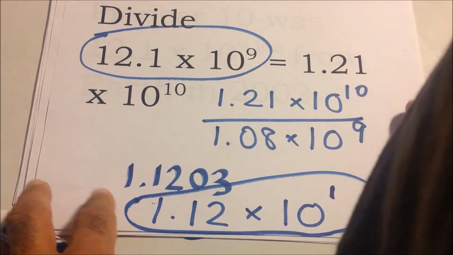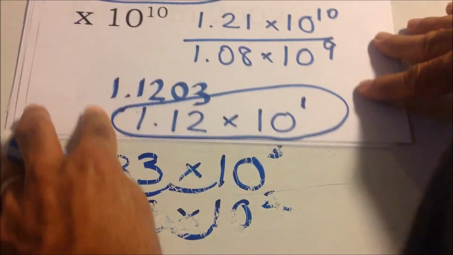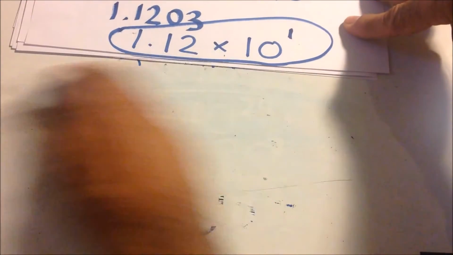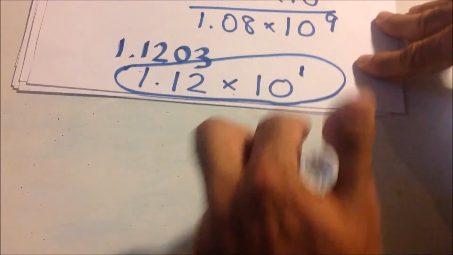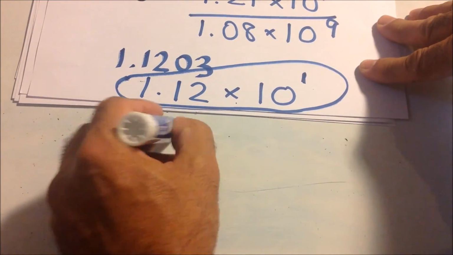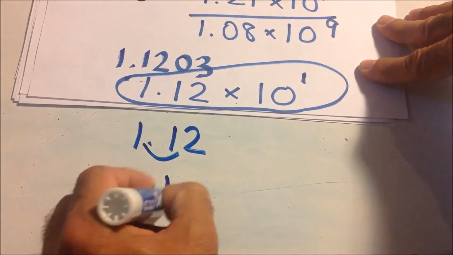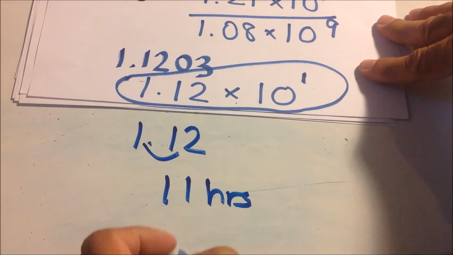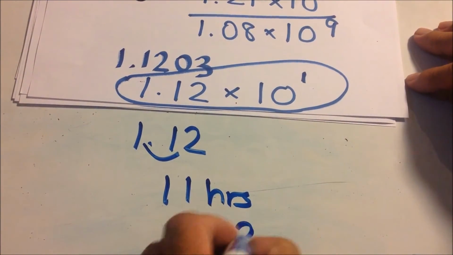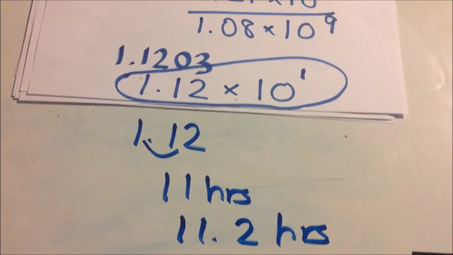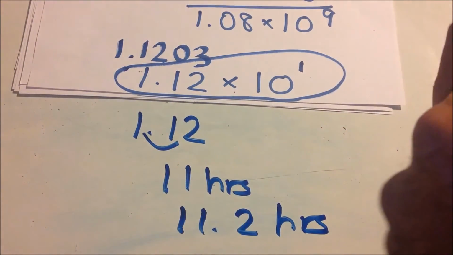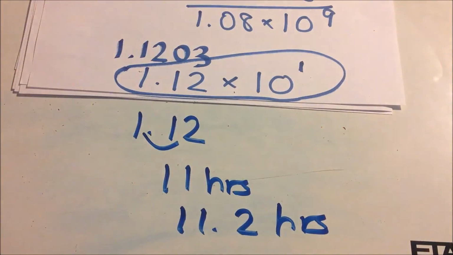But if we want to find how many hours that is, let's bring this up. Erase this. If you want to find how many hours that is, the exponent's telling you to move it once. So 1.12, move it once, that's 11 hours, basically. Or you could say 11.2 hours. So that's a more complicated question, but we'll go over more of those in class.